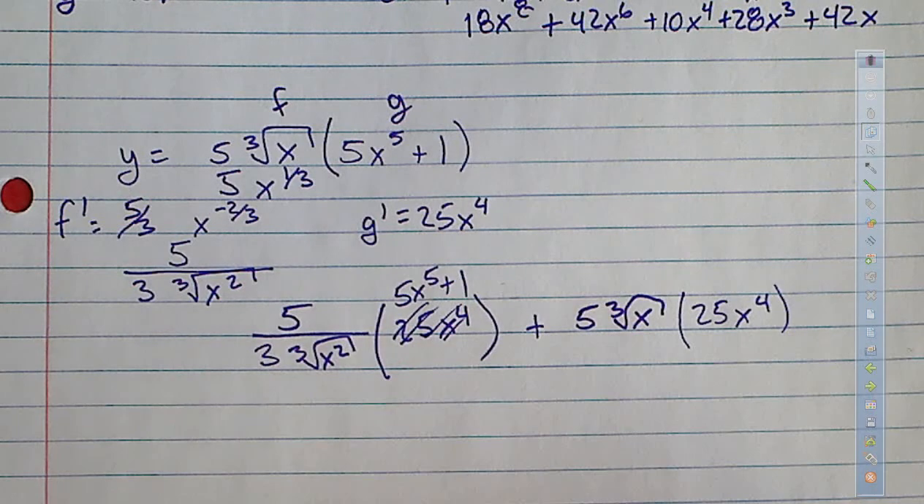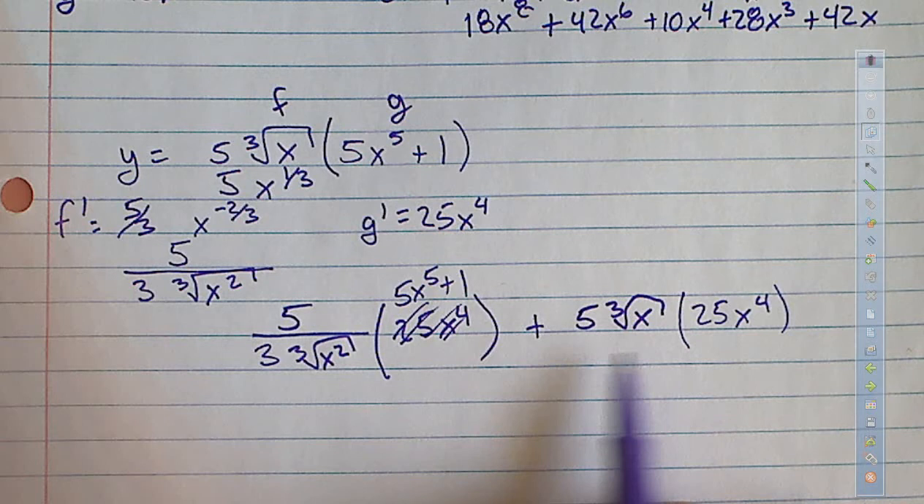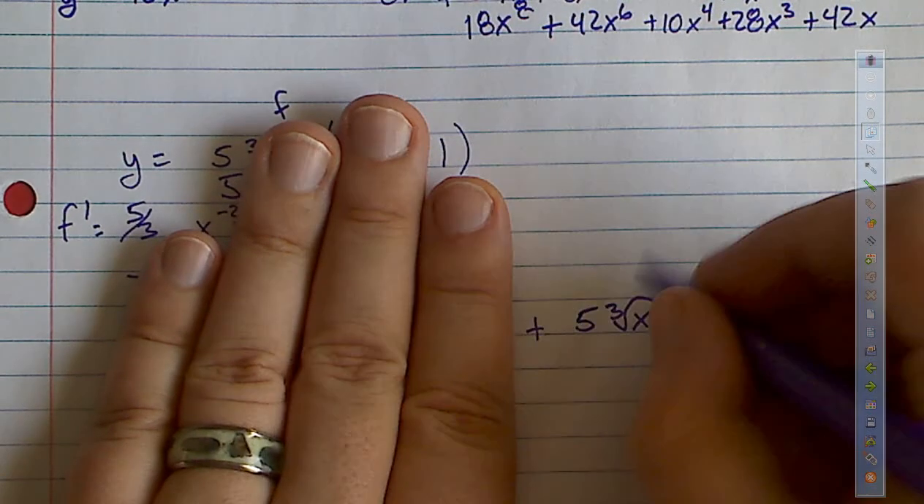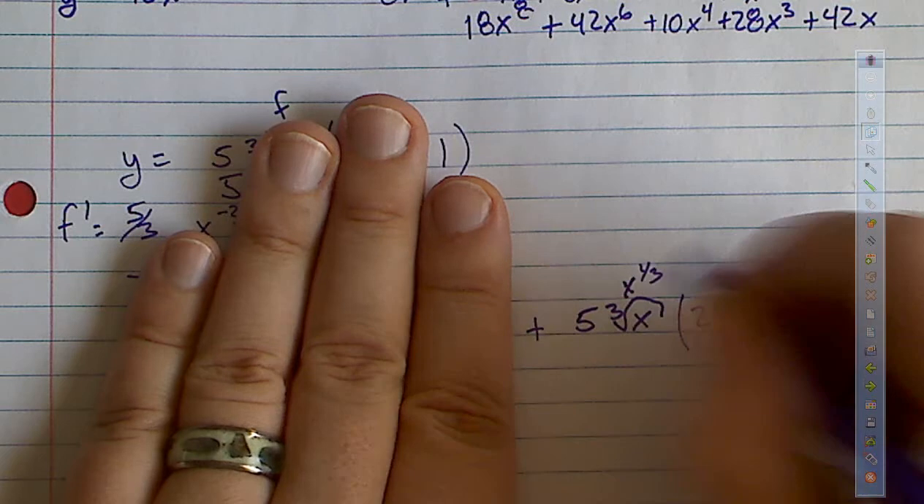Right, so let's deal with what we can do about this. No, let's deal with this. So we're going to deal with the easy part first, the right-hand side. So this is the same thing as x to the 1/3 power, right? Yeah. What's 5 times 25?